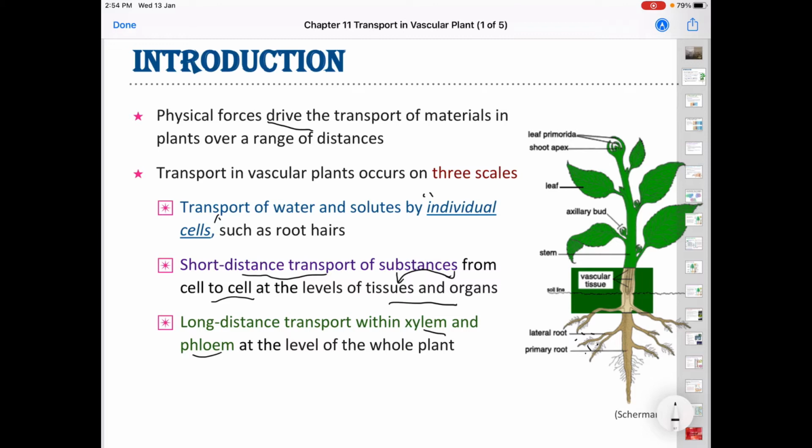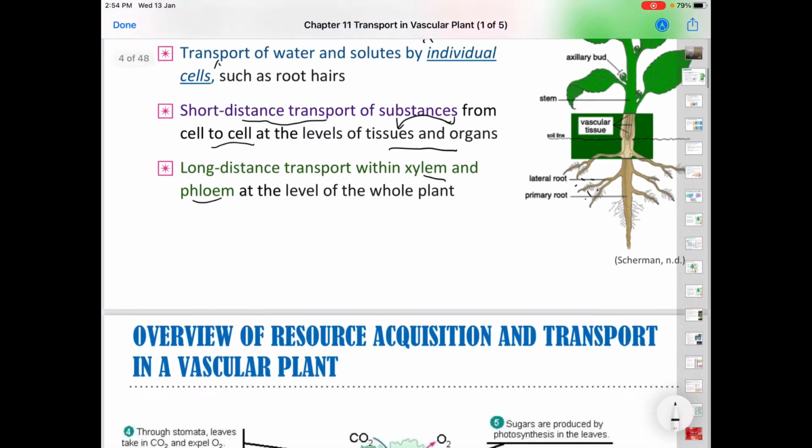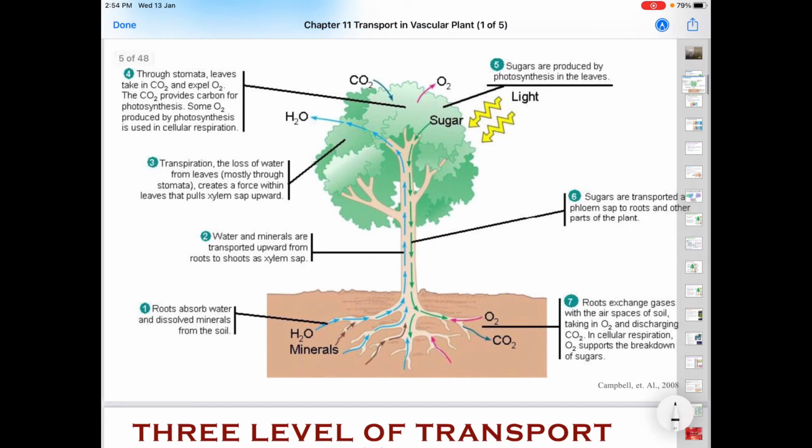So there are three types of transportation in plant. The first one, individual cell. The second is short distance transport, and the last is the long distance transport. So this is the overview.